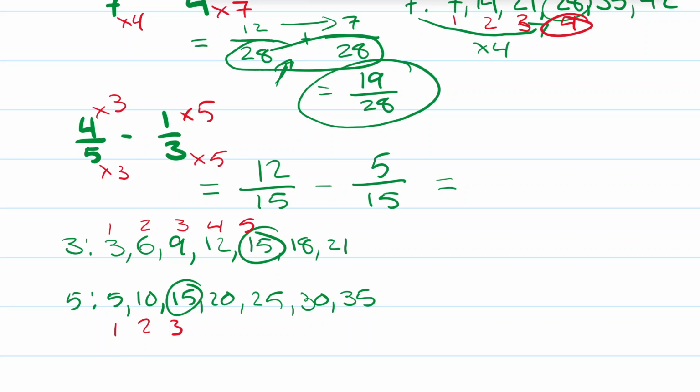For subtraction, it's the same rule as addition. We're going to subtract the numerators and leave the denominator the same. So it's going to be out of 15, and we do 12 minus 5, which is going to be 7. So our answer is 7/15.